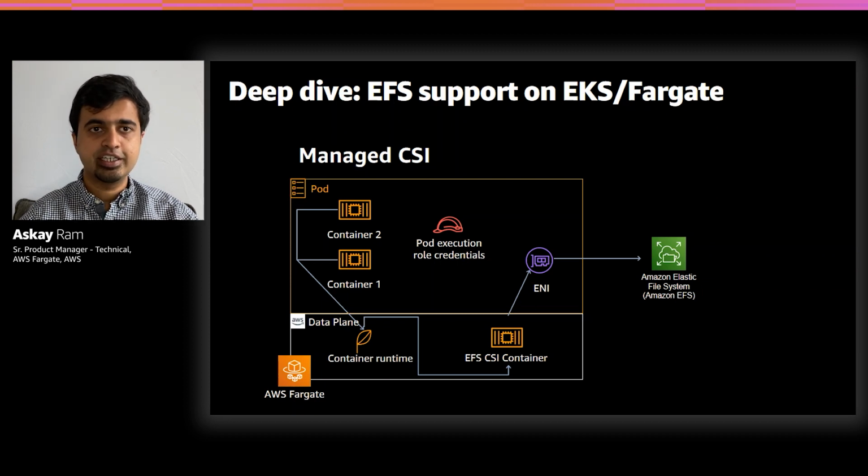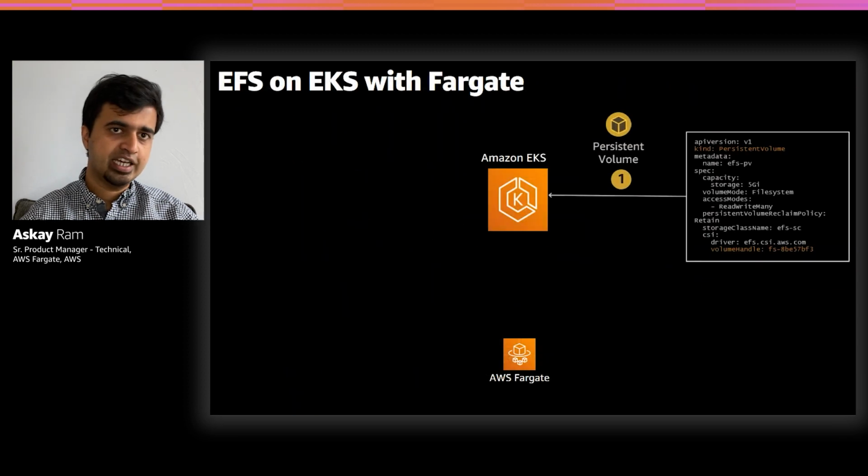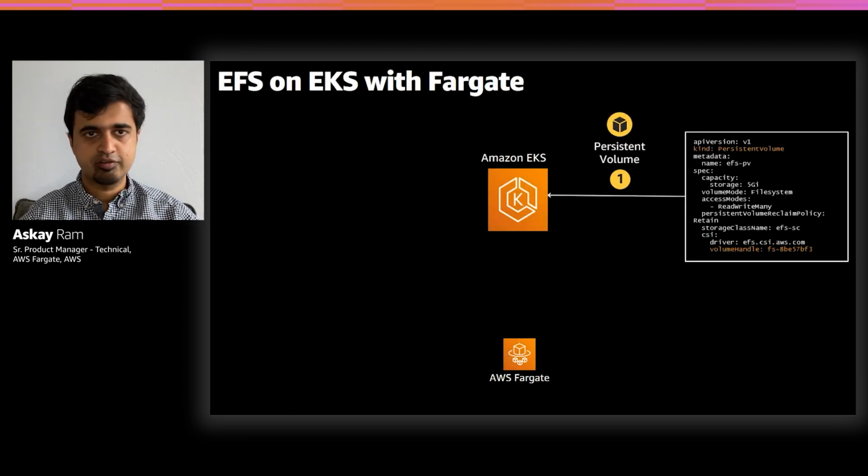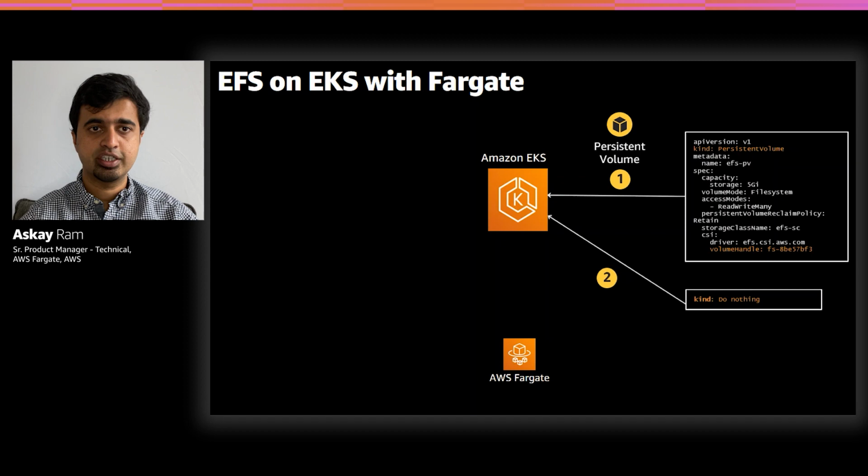And given that, let's see what the EKS on Fargate experience for configuring EFS is. The first step is the persistent volume claim. This remains as is on EKS on EC2 and EKS on Fargate. It's a very consistent experience. The second step is actually no step. You don't need to install a DaemonSet of the CSI driver. It's completely built into Fargate. So it's a step you actually skip.